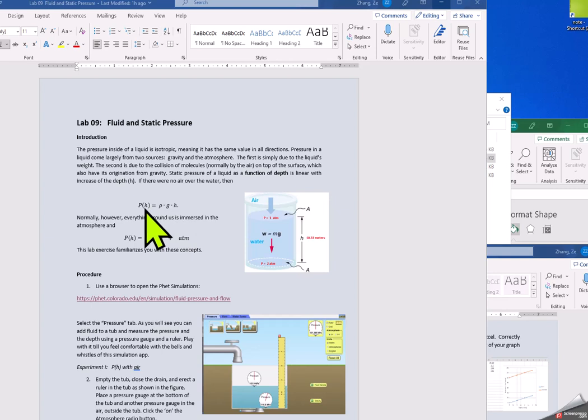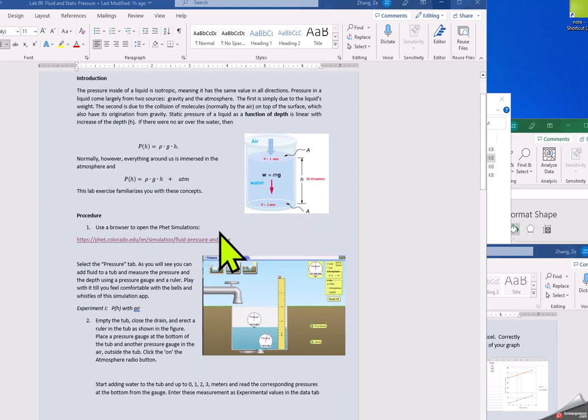You can simply use this quantity to calculate how many kilopascals the pressure is once you go into the water. That's important. That's without air. Okay, and then normally, however, everything around is immersed in the atmosphere. So that term is due to the liquid, and then on top of it is the air, which is 101.32.